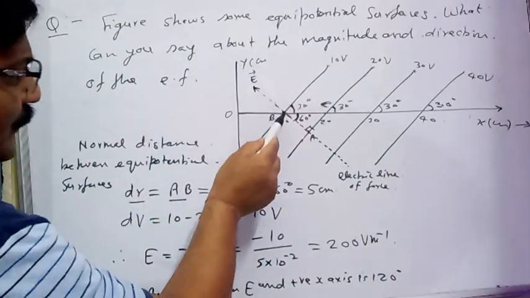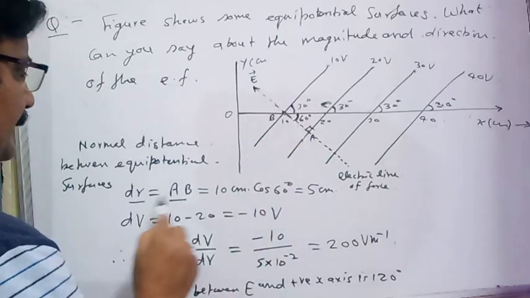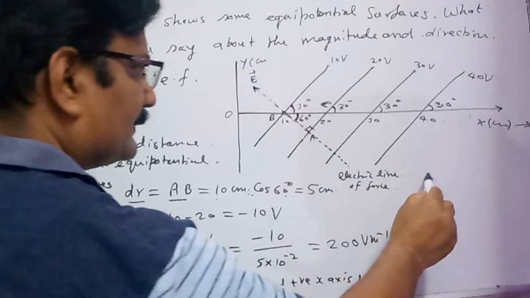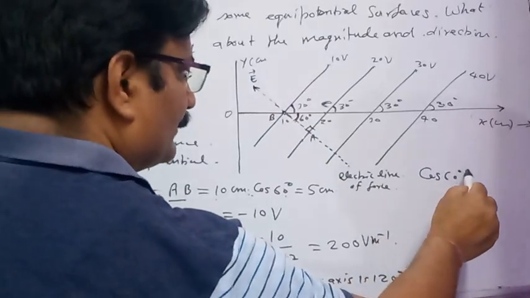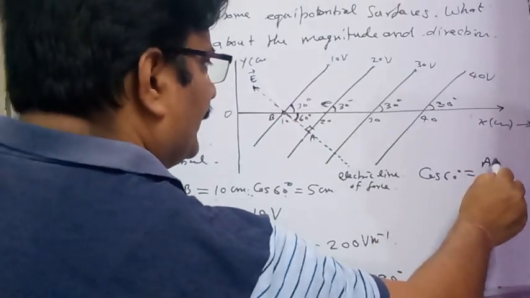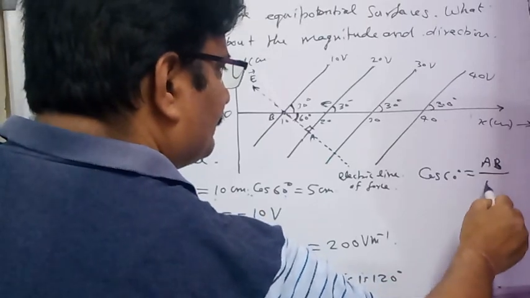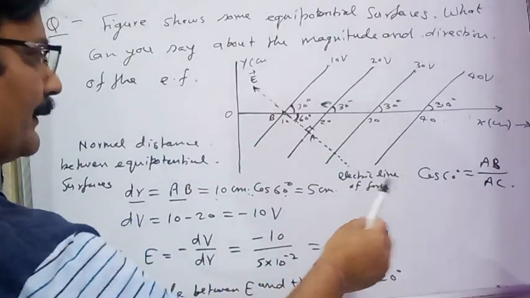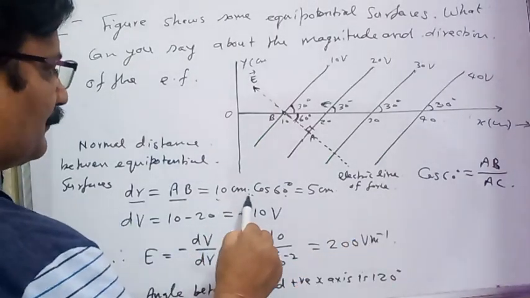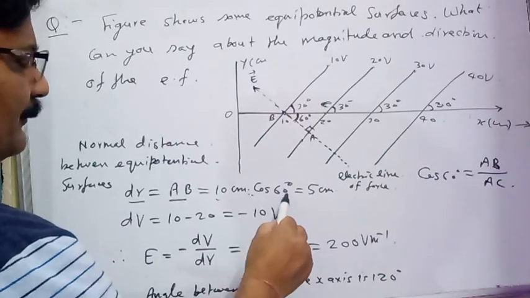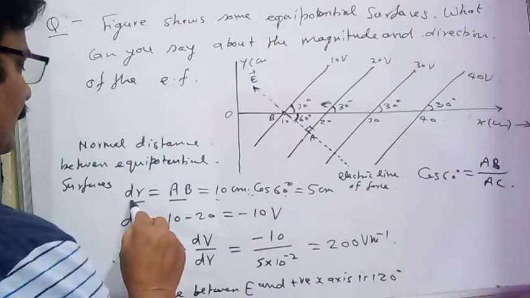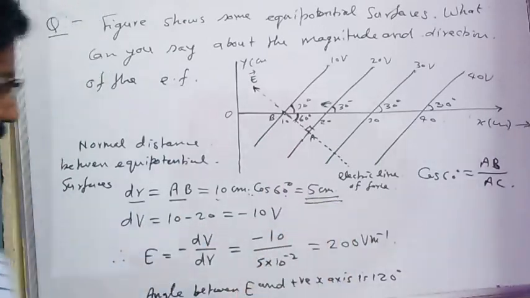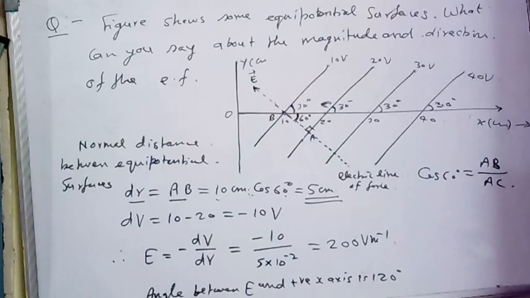So what can be the normal distance between two equipotential surfaces? That is 10 centimeter into cos 60, as cos 60 degree is equal to AB divided by AC. So what is value of AB? AC multiplied by cos 60, and value of cos 60 degree is 1 by 2. Therefore normal distance between two equipotential surfaces is 5 centimeter. 10 multiplied by 1 by 2.